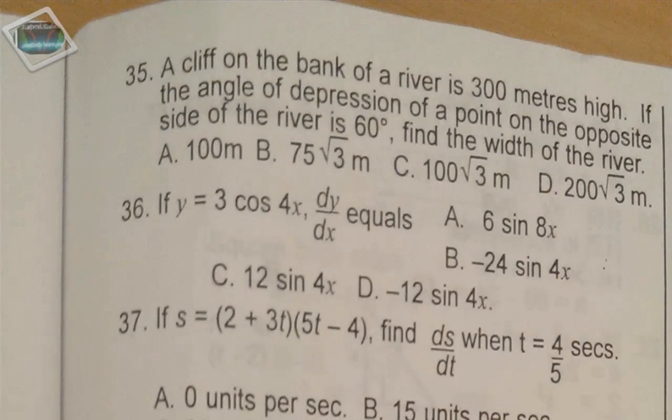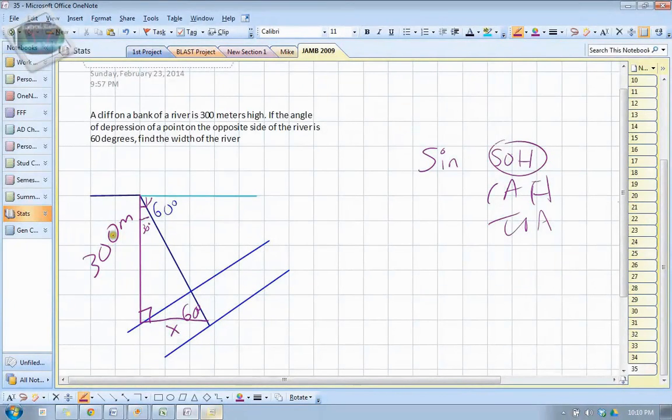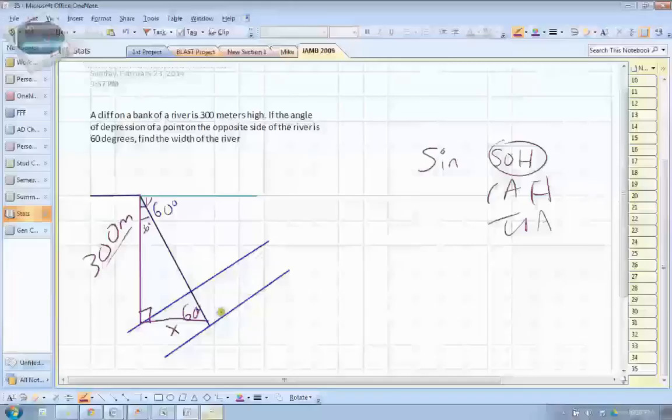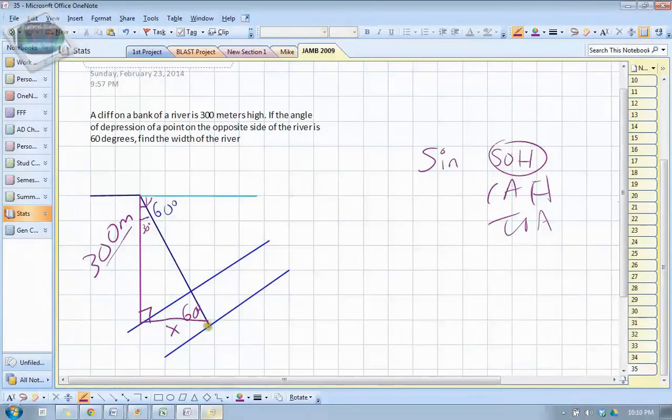Question 35 asks us about a cliff on a bank of a river. It's 300 meters high, so that's why I've labeled this here. And then it says that the angle of depression of a point on the opposite side of the river is 60 degrees. So here's a point on the opposite side of the river, and here's the angle of depression at 60 degrees. So we want to find the width of the river, which is x.